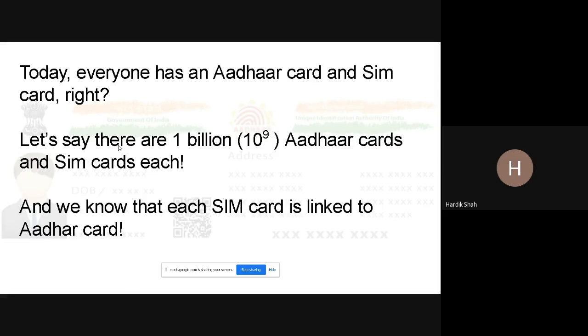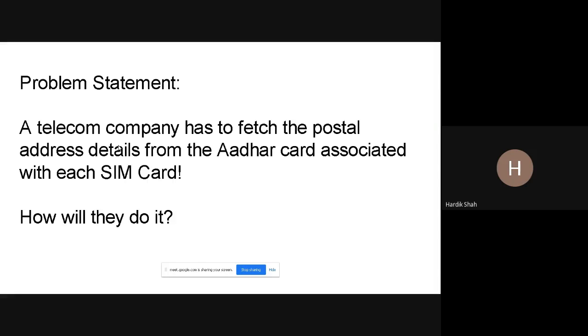Okay. So let's suppose there are a billion Aadhaar cards and SIM cards, that is 100 crores, and we know that each and every SIM card is linked to an Aadhaar card, right? So we have a problem statement here. A telecom company has to fetch the postal address, that is the address of the resident, from the Aadhaar card itself, but they only have the SIM card numbers. So how will they do it?